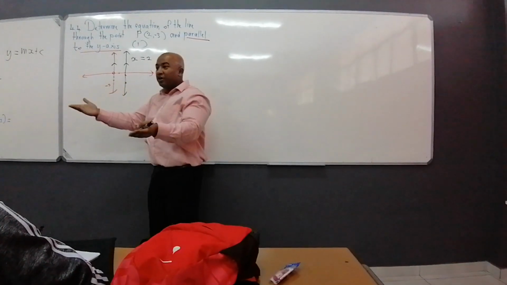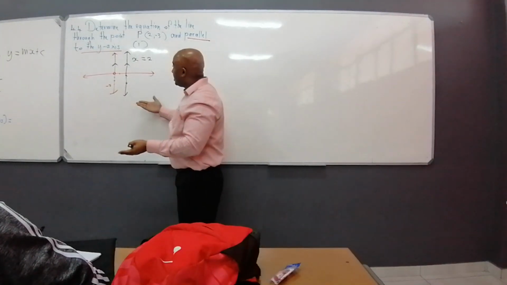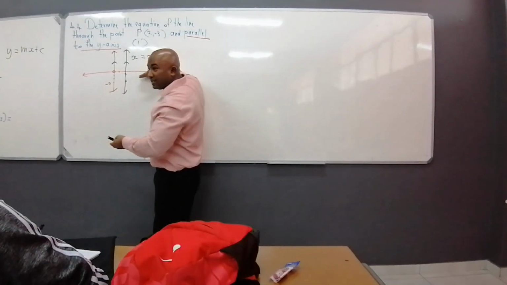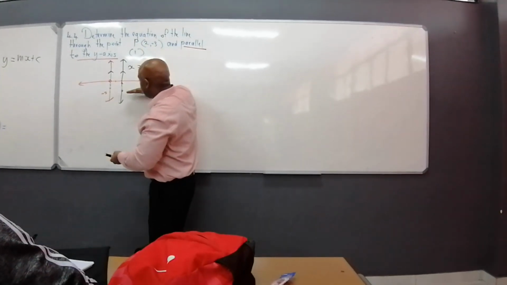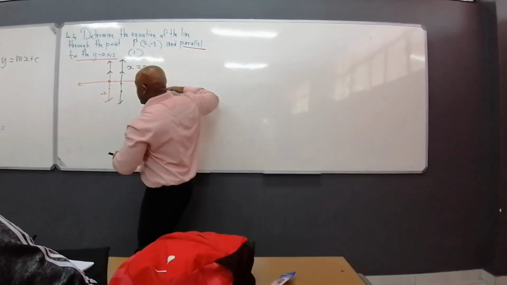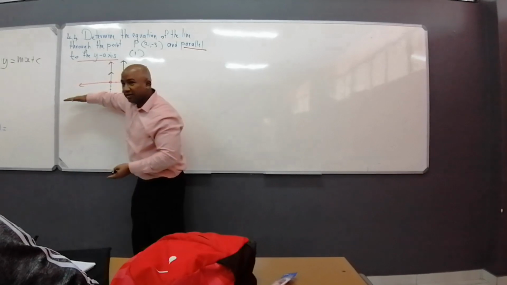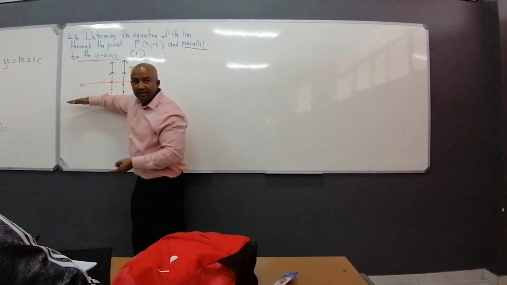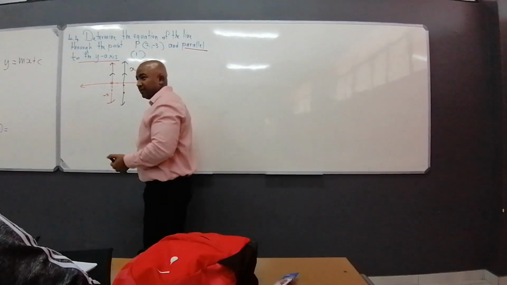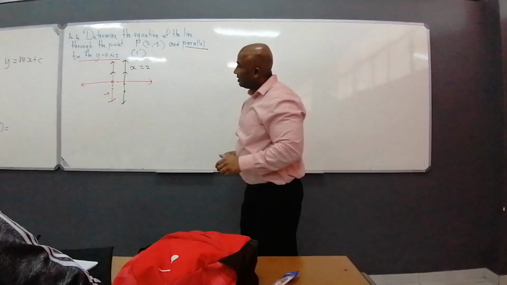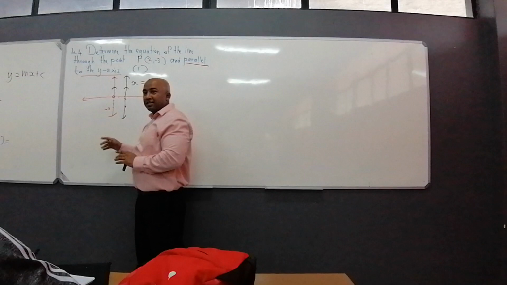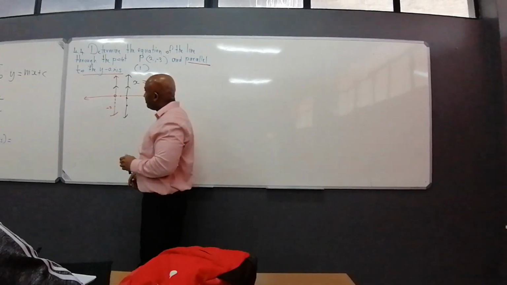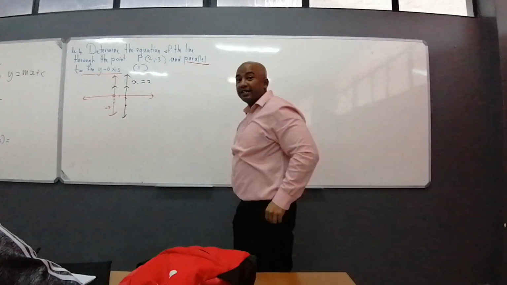I can also give you a question: find the equation of a line parallel to the x-axis passing through the same point. Then I will draw a line here, and it will be y is equal to minus 3. So the best thing is to draw and see what's going on. Simple straight line picture. Okay, let's move on to the next one.